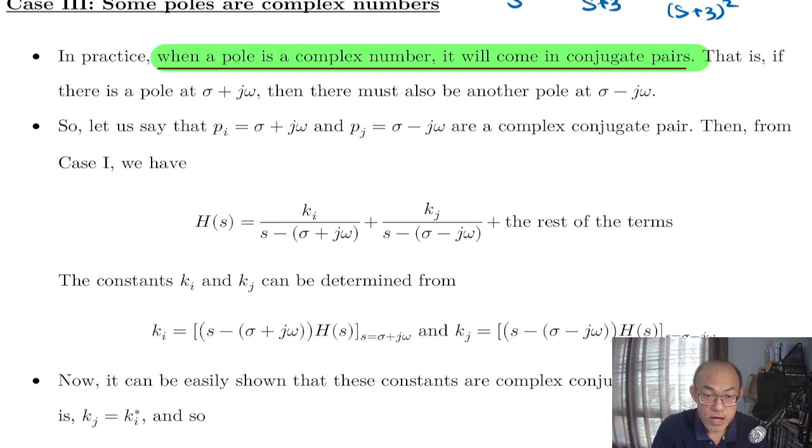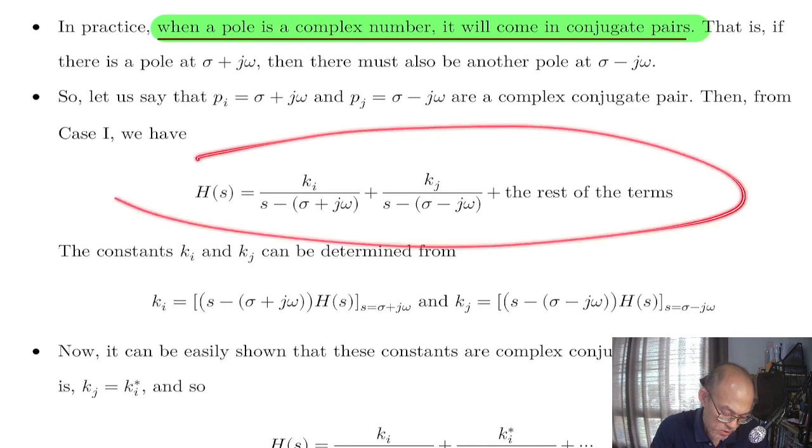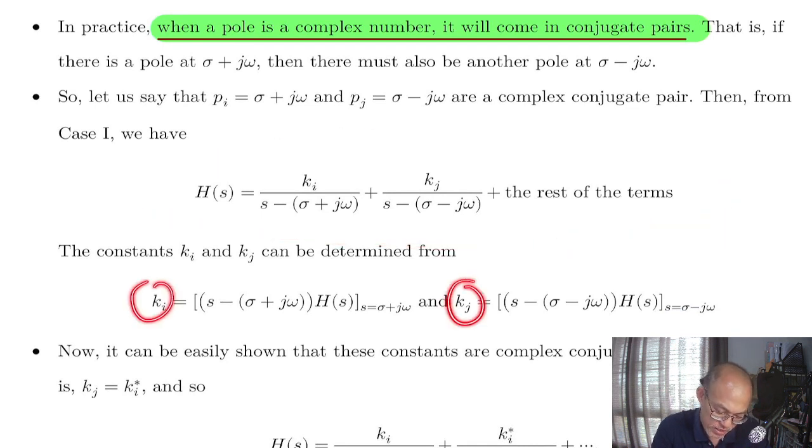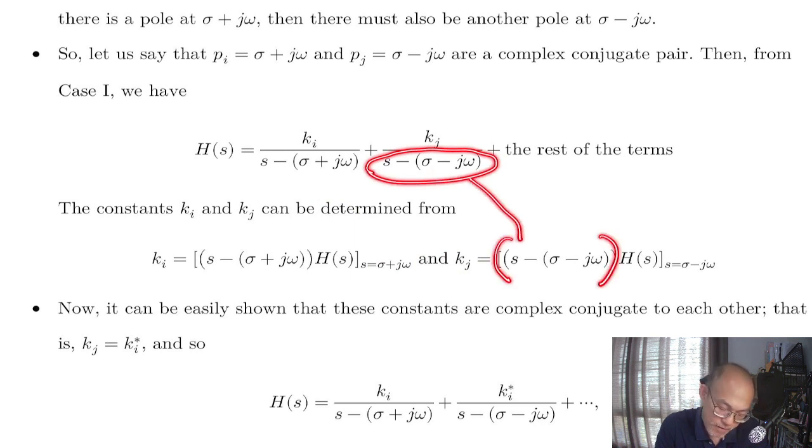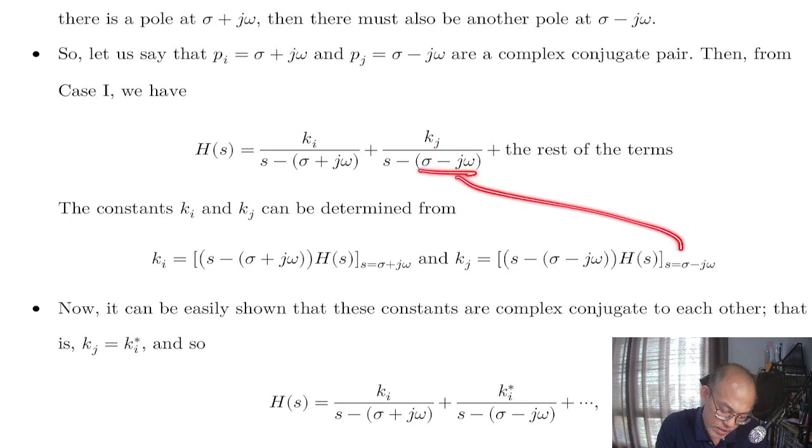are distinct. Now, you can find ki and kj using case 1, method 1. By multiplying H(s) by this factor, and after you've multiplied, you plug in s equal to sigma plus j omega, which is the first pole. The same goes for kj: you multiply H(s) by this factor, and once you've multiplied, you plug the second pole into s.